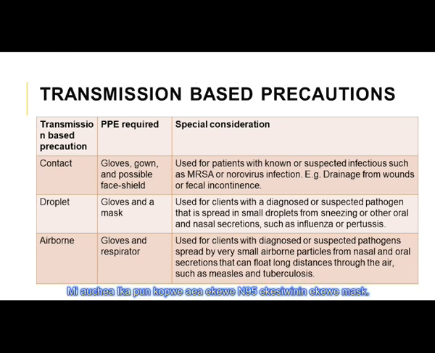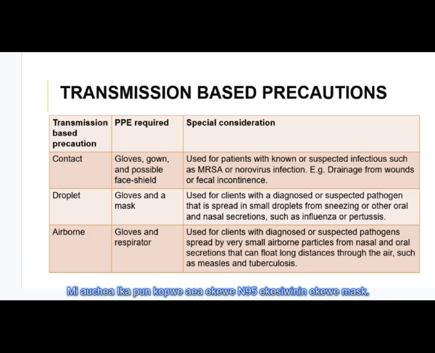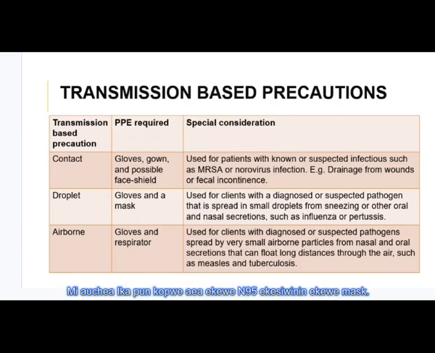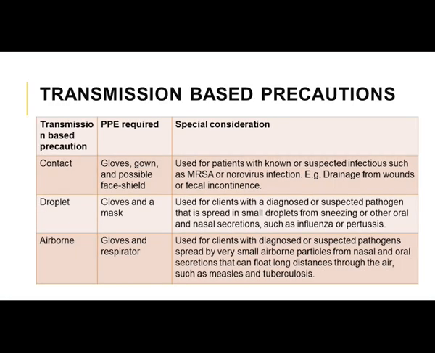And should you need to put on an N95 in place of a mask, that's when the airborne precaution is crucial. So you will wear that instead of a mask. These are the additional measures you need to put into place. So this one is just to explain further the transmission-based precaution contact, the PPEs that you require, and special consideration on what you need to do.